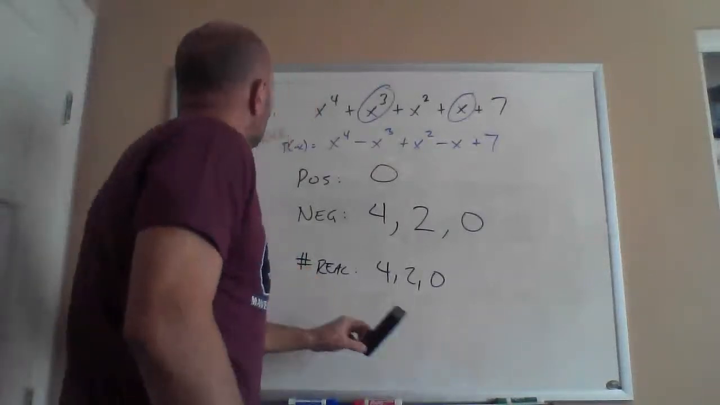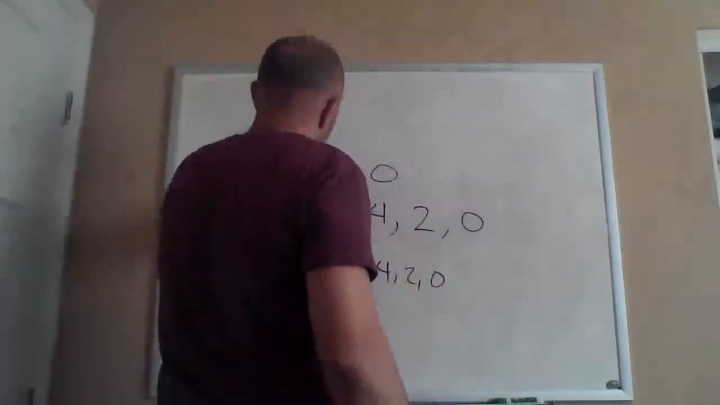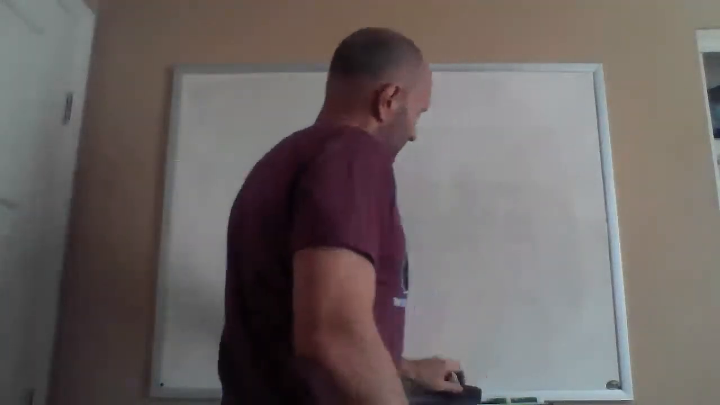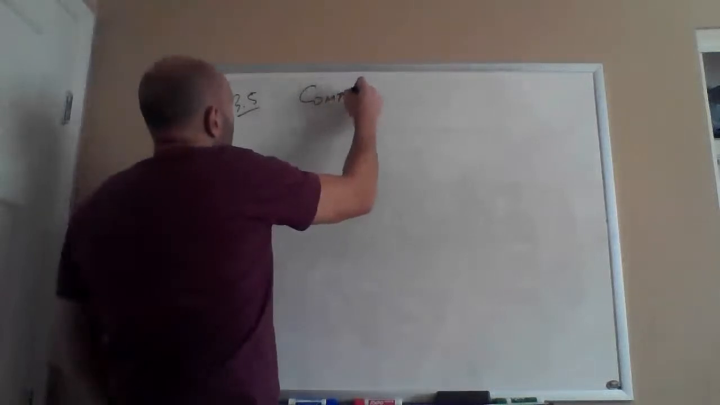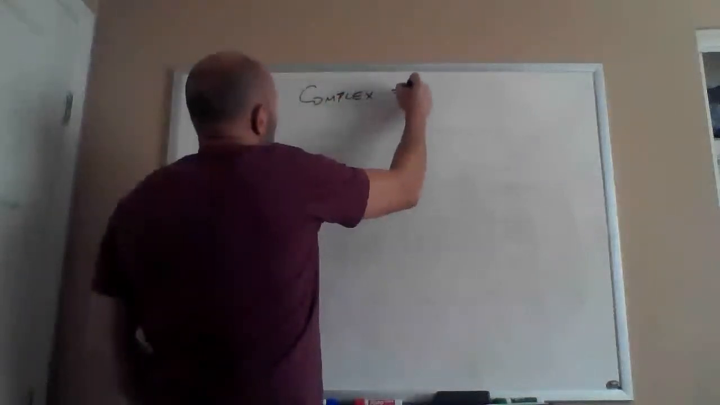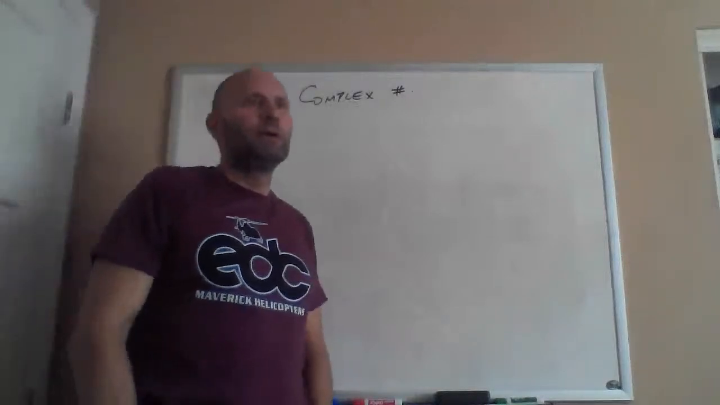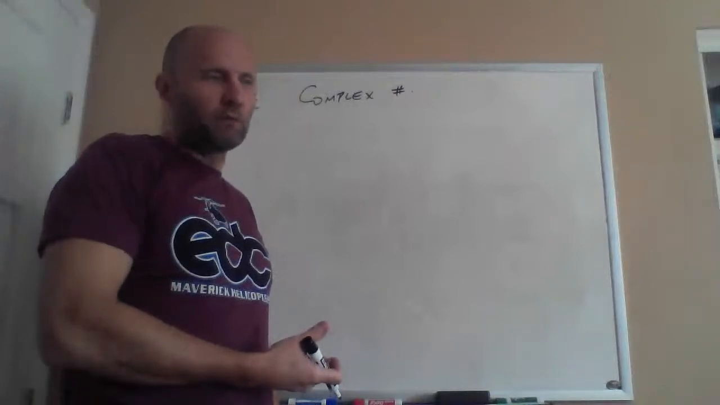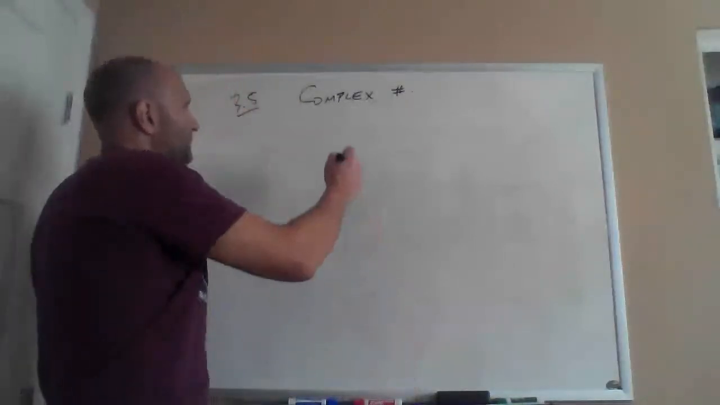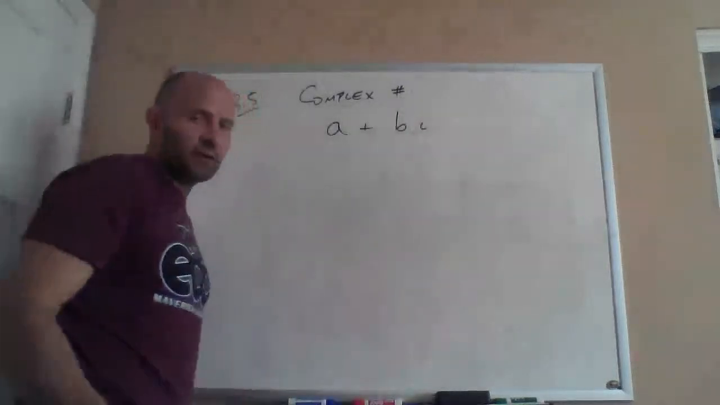Okay, so let's talk about section 3.5. In section 3.5, we start dealing with what is known as a complex number. A complex number means that we have a real part, like the real numbers we've been dealing with up to this point, and then an imaginary part. It has the form a plus bi.